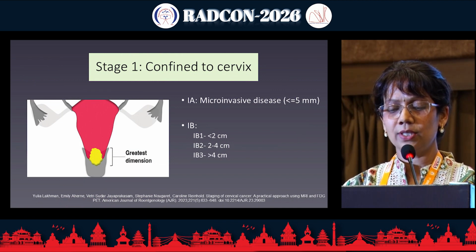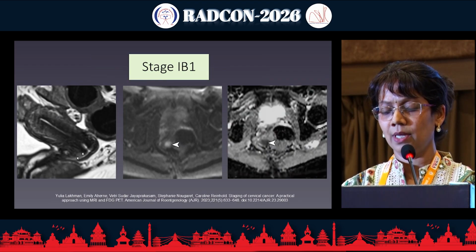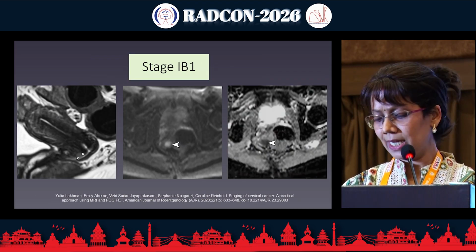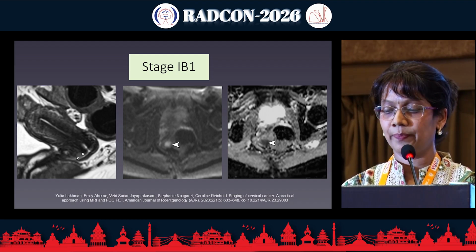In these images, we see a small T2 intermediate signal intensity mass in the anterior lip, which is showing restricted diffusion and is a stage 1B1 disease because it is less than 2 centimeters.